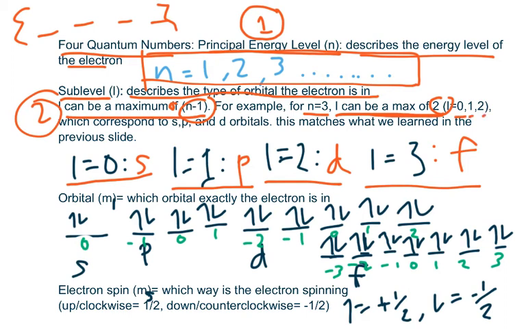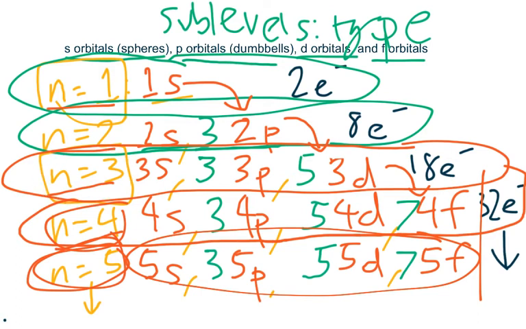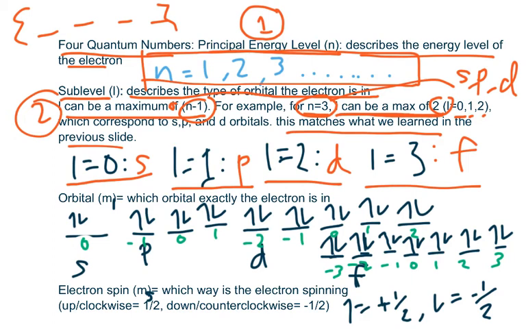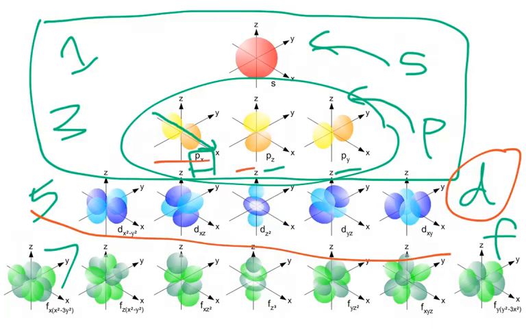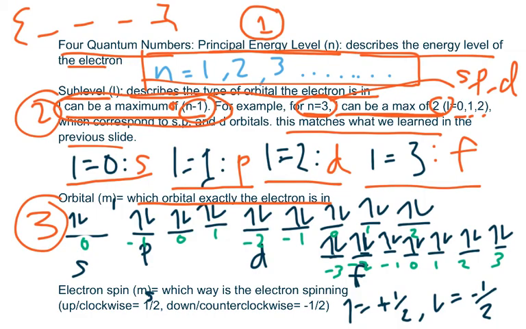In other words, the sublevels that n equals 3 can have are 0, 1, and 2, which correspond to s, p, and d. And this matches what we learned in the previous slide, where we said that for n equals 3, we can only have s, p, and d orbitals, and that fits the theory that L can be a maximum of n minus 1. Now let's look at the third quantum number, orbital. The orbital m_l, where the l is a subscript, tells us which orbital the electron is exactly in, because if you remember, we have many types of orbitals, so we want to know which one it's in exactly. So we use the third quantum number to do that.